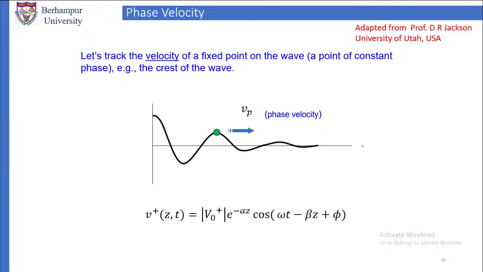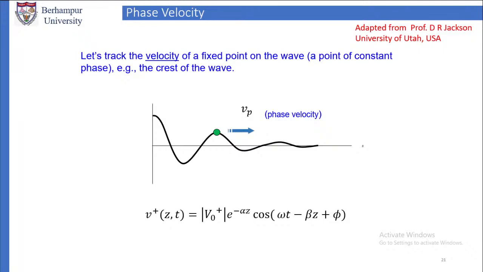Now let us try to track the velocity of a fixed point on the wave. That is a point of constant phase. A fixed point means a point whose phase is constant. Phase does not change. So let us fix that point as the crest of the wave. Instead of the crest, you can take the trough of the wave or any point on the wave, but the crest is very prominent. Therefore, let us take that point on the crest of the wave.